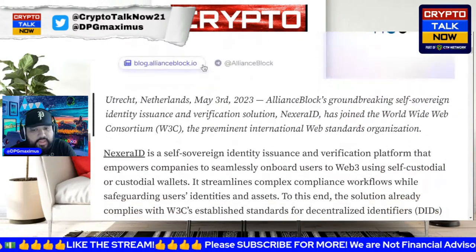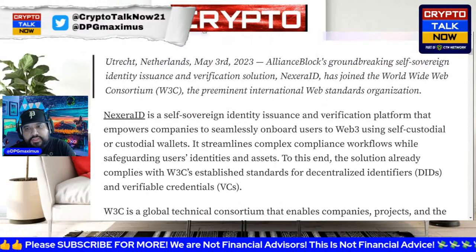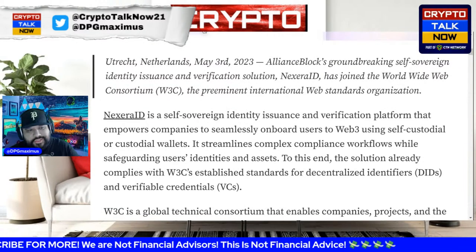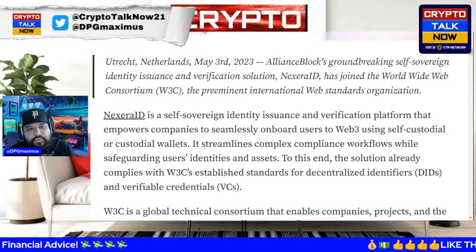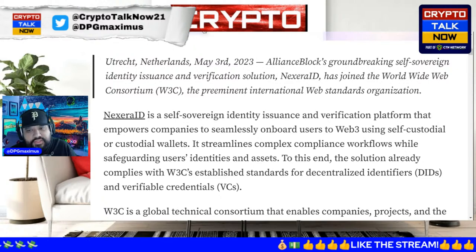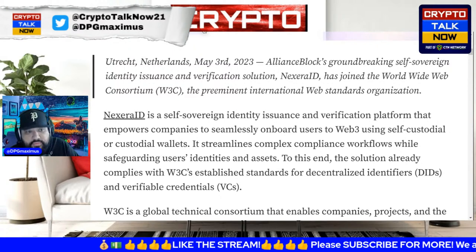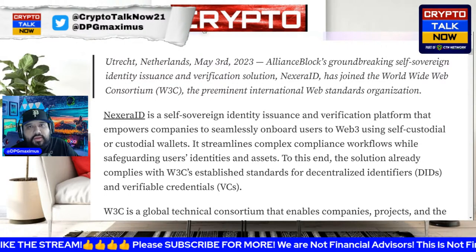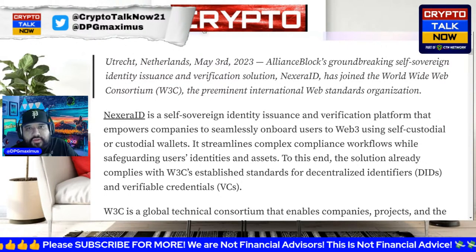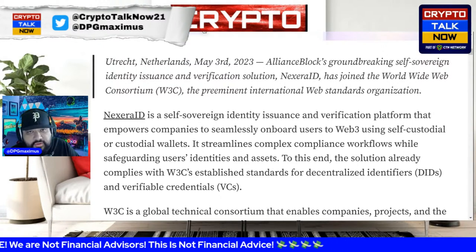Now, you may be wondering, what the heck is this? Like it shows right here, Alliance Block's groundbreaking self-sovereign identity issuance and verification solution, Nextera ID, has joined the World Wide Web Consortium, the preeminent international Web3 standards organization. Why is this so significant? It is significant for the same reason why Quant being teamed up with the IETF, the Internet Engineering Task Force, who were the pioneers of the internet, is so significant.